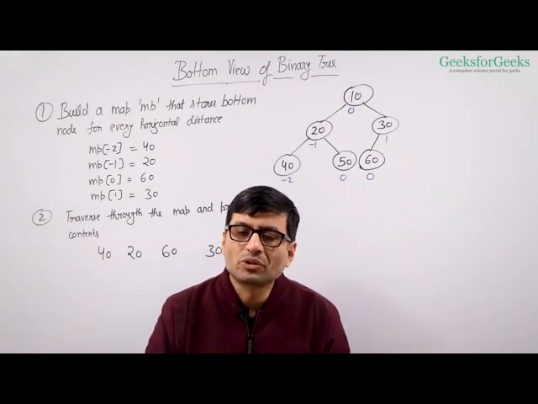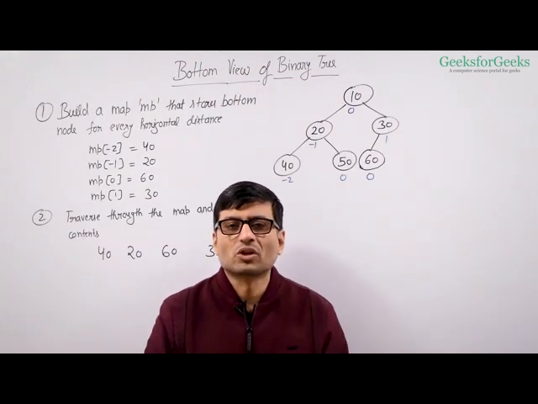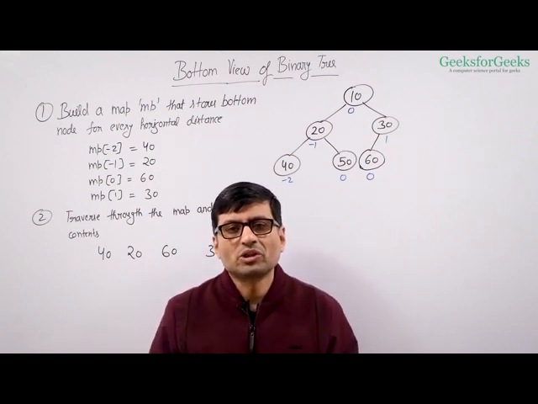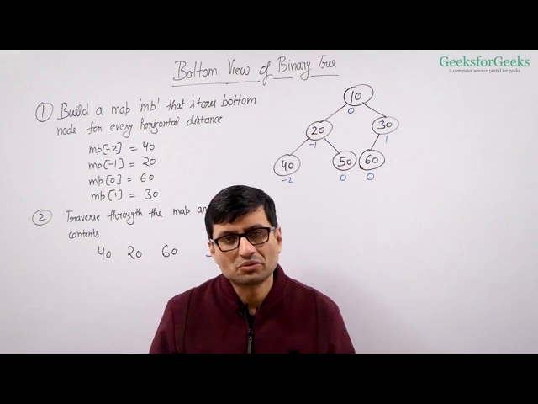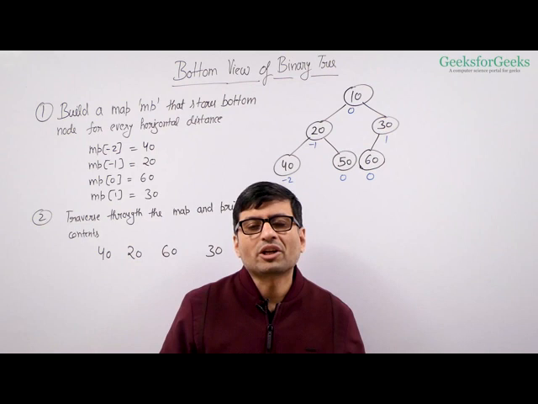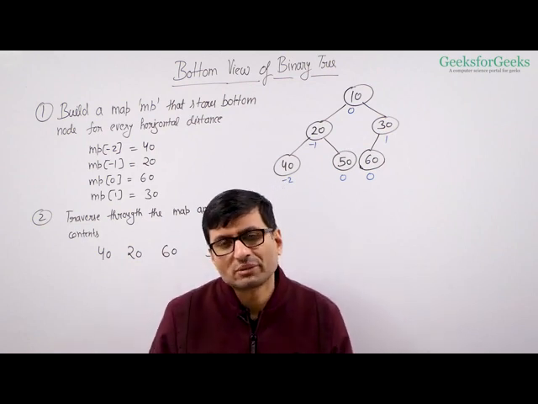Let us now talk about the solution. The solution is based on vertical traversal. Like vertical traversal, we are going to use a map and a queue, right? And the map is going to be map in C++ and TreeMap in Java, which is a self-balancing binary search tree.